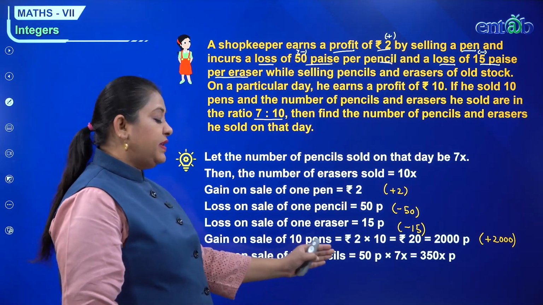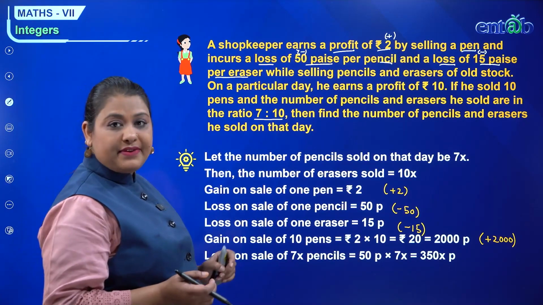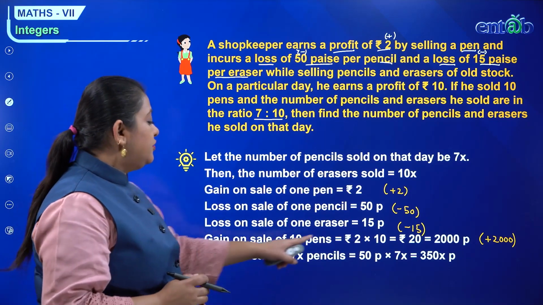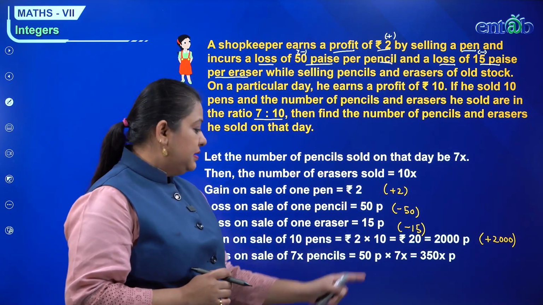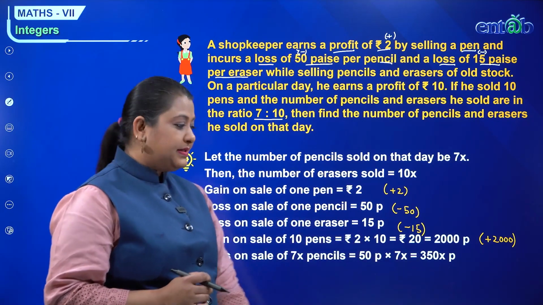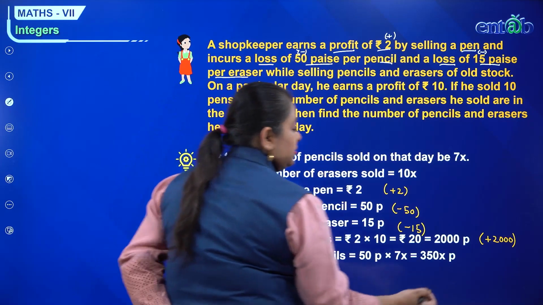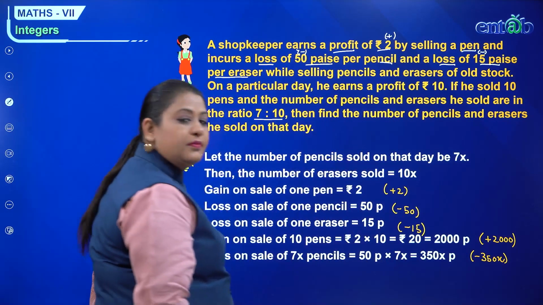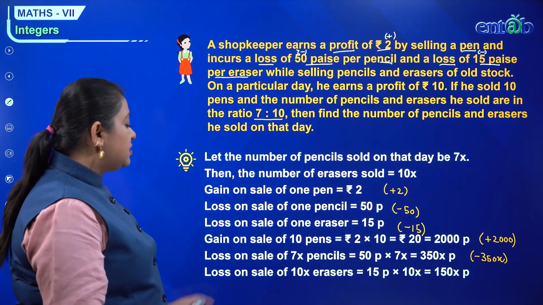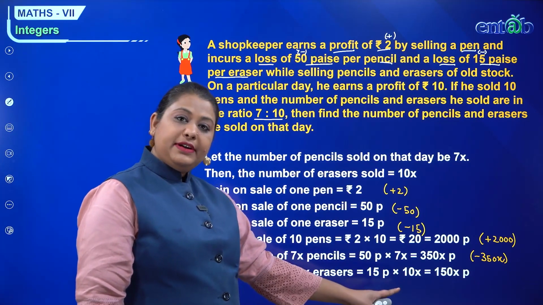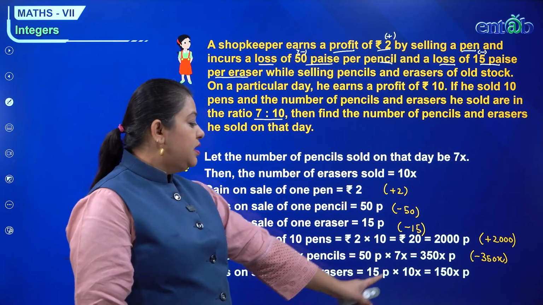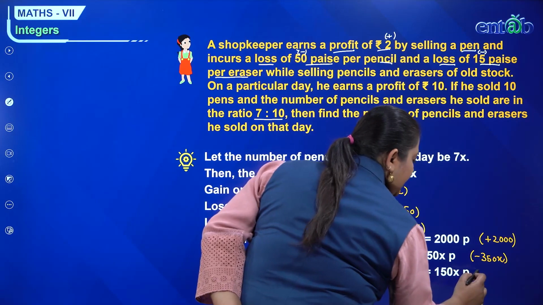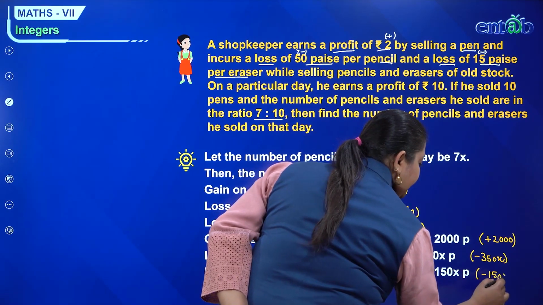Now, loss on sale of 7x pencils. How many pencils he sold? 7x, and on 1 pencil he lost 50 paisa, right. So, 50 paise multiplied with 7x, that is 350x paise. Now, since it is loss, this refers to minus 350x, right. Now, loss on sale of 10x erasers, that is 15 paise on 1 eraser and 10x is total erasers he sold. So, 150x paise. Again this is loss, so this would be represented as minus 150x.